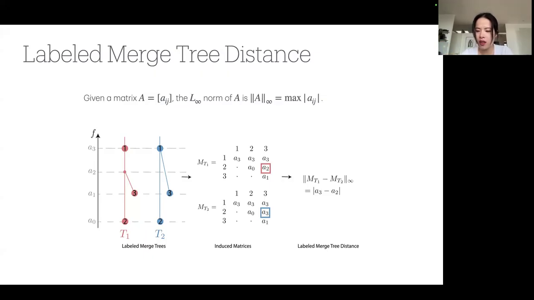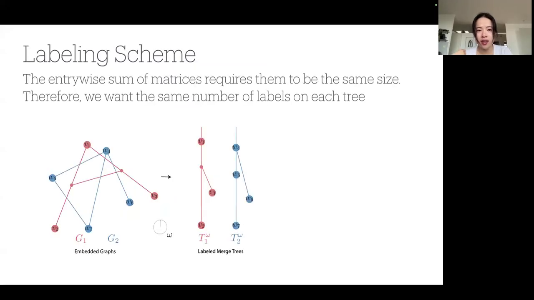Now, this procedure naturally has a pitfall, which is that the entry-wise difference of matrices requires them to be the same size, but that's not guaranteed when we're just given a pair of embedded graphs, for example. Here in G1, the pink graph, I have 3 labeled vertices, and in the blue graph, I have 4. So how do we generate the same number of labels on each of those labeled merge trees?